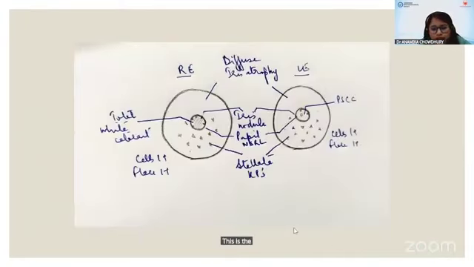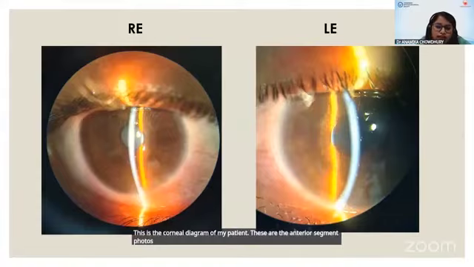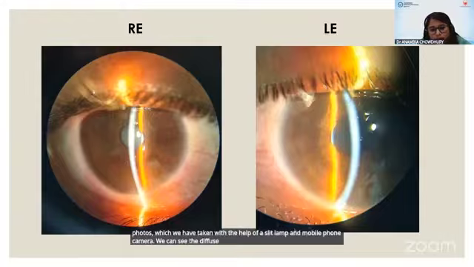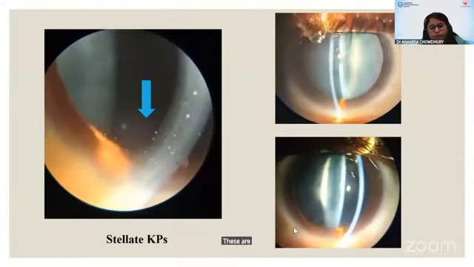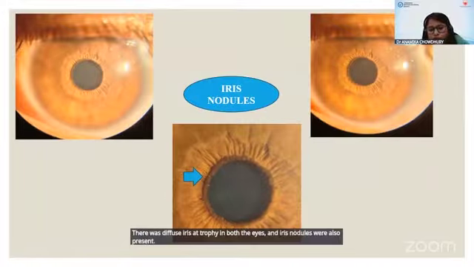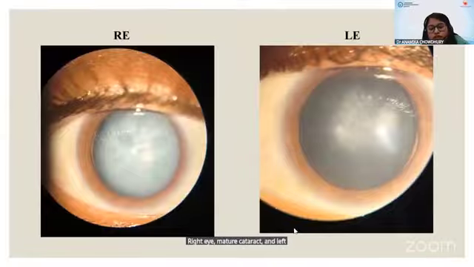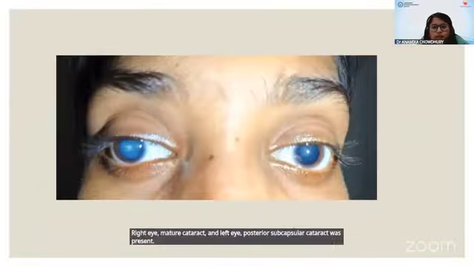This is the corneal diagram of my patient. These are the anterior segment photos which we have taken with the help of a slit lamp and mobile phone camera. We can see the diffuse keratic precipitates distributed all over the corneal endothelium. These are the stellate KPs, as we can see from the diagram. There was diffuse iris atrophy in both the eyes, and iris nodules were also present. Right eye, mature cataract, and left eye, posterior subcapsular cataract was present.